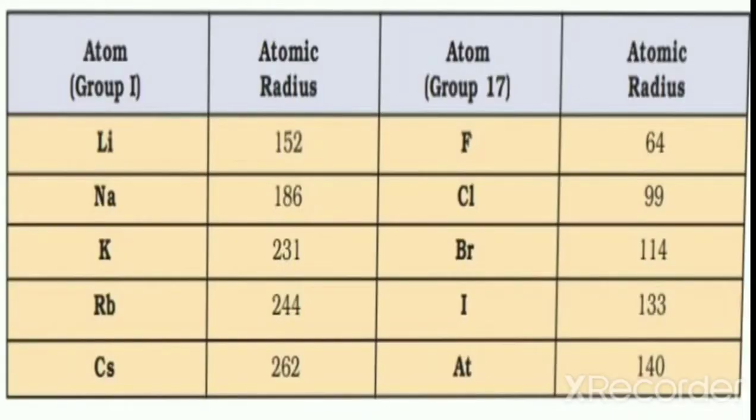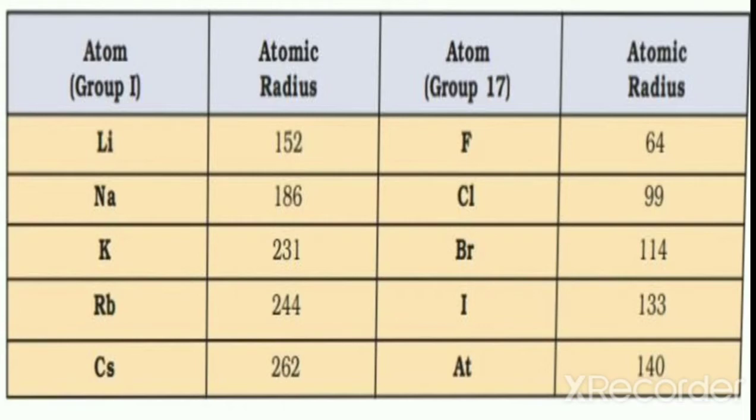Now let us see how the atomic radius varies down the group. For example, consider group 1 elements: lithium, sodium, potassium, rubidium and cesium. The atomic radius of lithium is 152 picometer, that of sodium is 186 picometer, potassium 231, rubidium 244 and cesium 262 picometer. So what do you understand from the values? We come to know that atomic radius increases down the group. So as we move from lithium to cesium, atomic radius increases.